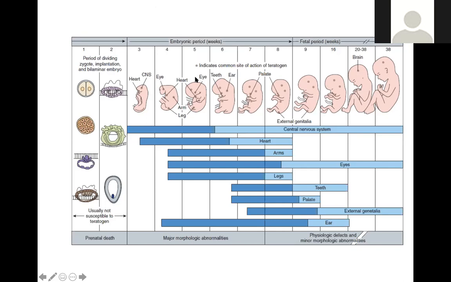Look at everything that happens at 5 weeks. Your central nervous system, your heart, your arms, your eyes, your legs, and your ears. There's a lot going on at that time. Lots of development going on here, okay?